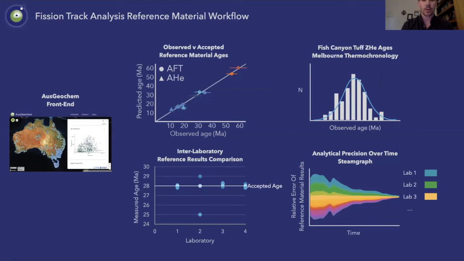So this will include observed versus accepted reference material plots, so one-to-one plots, as you see here in the top left. And in addition, people, or laboratories, can monitor how they're doing for certain reference materials over time, over many different analytical runs. So you can see if your precision has changed over time.